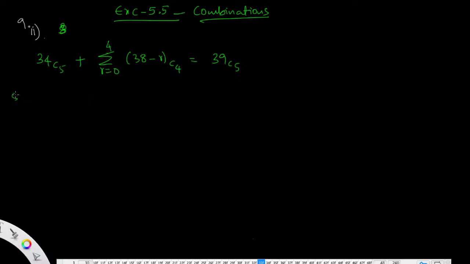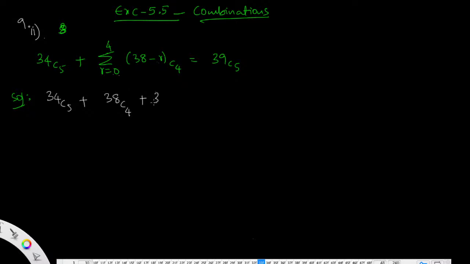So first, simplify the sigma terms, which means the sum of the terms starting from r equal to 0 to 4. Write the first term as it is, then put r equal to 0 in this: 38 minus 0, which means 38C4. Then put r equal to 1. So r equal to 0 to 4 means you take r equal to 0, r equal to 1, r equal to 2, r equal to 3, r equal to 4.